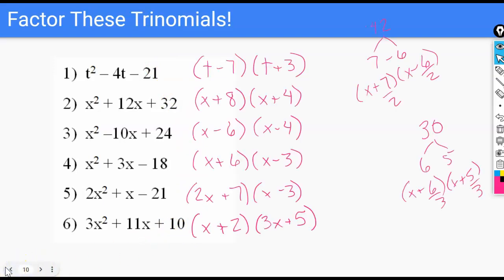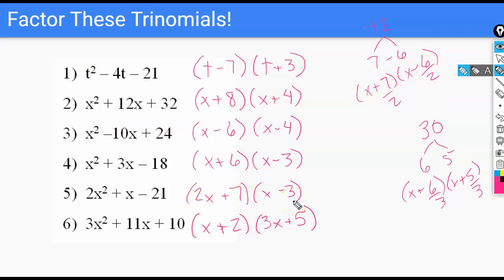All right, now you can check your answers and make sure that you did factor these correctly. Again, make sure your variables don't magically change. This was t, so it needed to stay t. Down here at the bottom, 2 times negative 21 was negative 42, so two numbers that multiplied to give me negative 42 and added to give me positive 1. So I did x plus 7 and x minus 6, but I had to remember to divide them by 2, so I got 2x plus 7 and x minus 3.